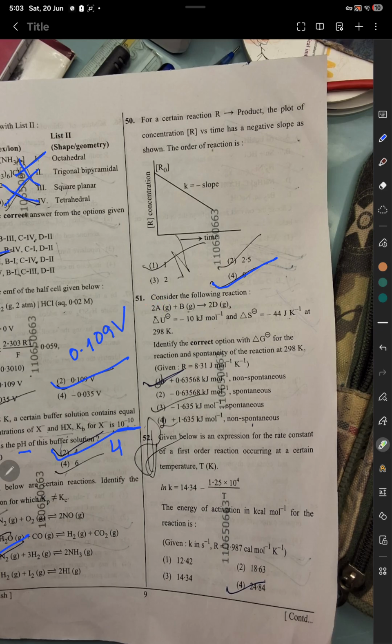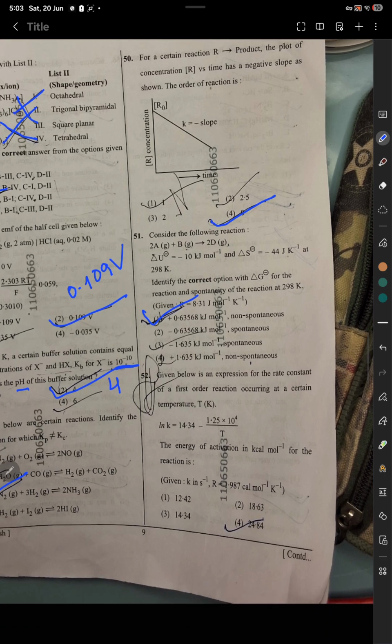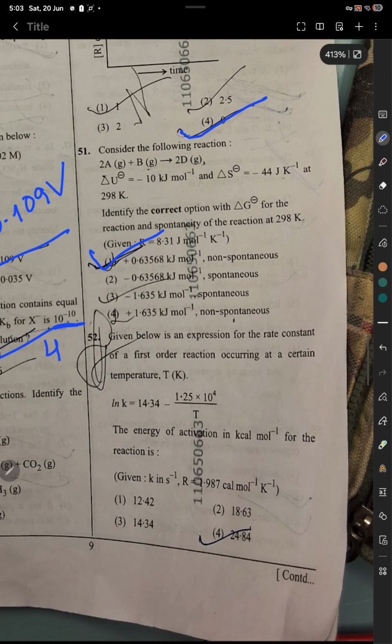It's question 51. Consider the following reaction and identify the correct option with this. So your option 1 is correct. Question number 52. Given below is an expression for the rate constant of first order reaction occurring at a certain temperature T. The energy of activation in this for the reaction is option number 4, 24.84.